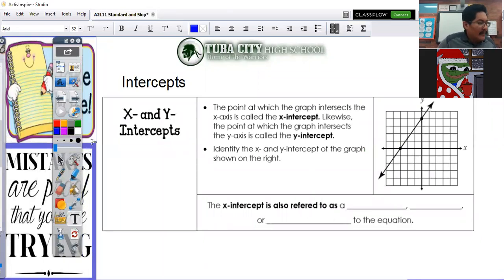I think there's only one more page left, although I'm not sure if we'll be able to get through the whole thing. So x and y intercepts. Intercepts is basically where they cross in an intersection. So here we have an x-axis, right? Where it crosses right there, that crosses at -3, and the y-intercept has to go on the y-axis, and it looks like it crosses at 4.